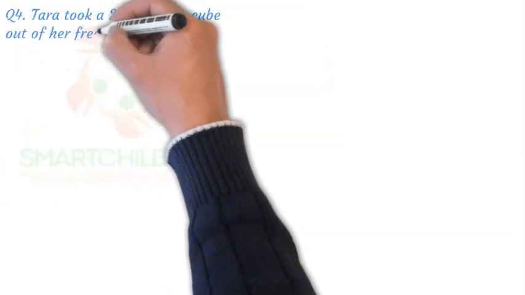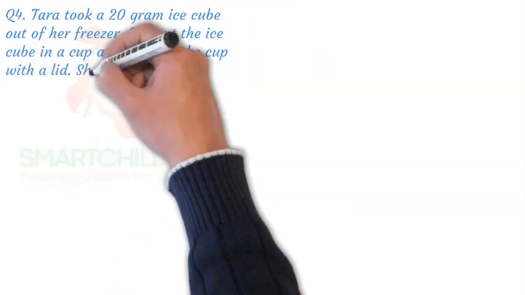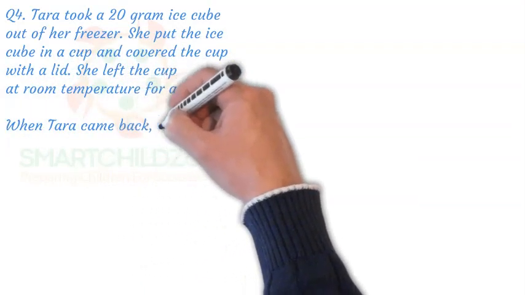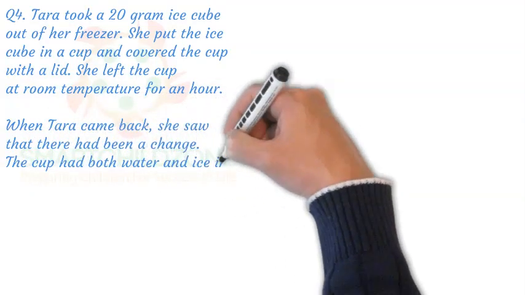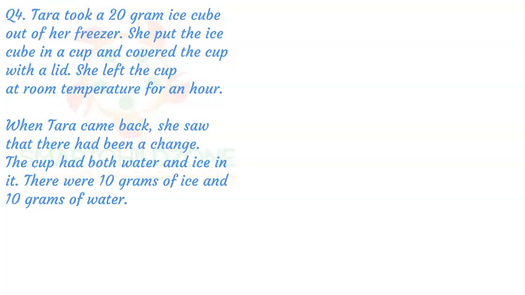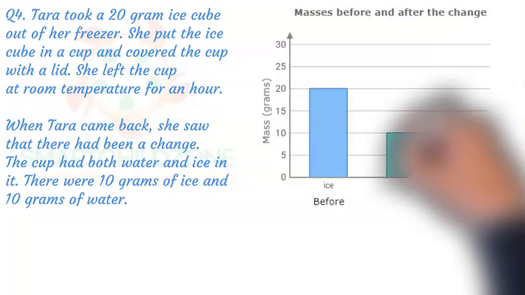Tara took a 20-gram ice cube out of her freezer. She put the ice cube in a cup and covered the cup with a lid. She left the cup at room temperature for an hour. When Tara came back, she saw that there had been a change. The cup had both water and ice in it. There were 10 grams of ice and 10 grams of water. Look at the graph and answer the question.